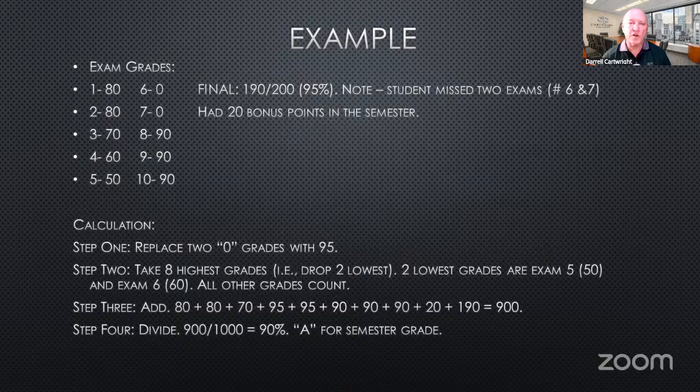They also earned 20 bonus points during the semester. I'm hoping that you earn more than that. I'm going to give you more chances. But in this example, that's the facts. You've got 10 weekly exam grades, two of them are zeros, and you've got a final exam grade and you've got bonus points. So let's do the calculation.